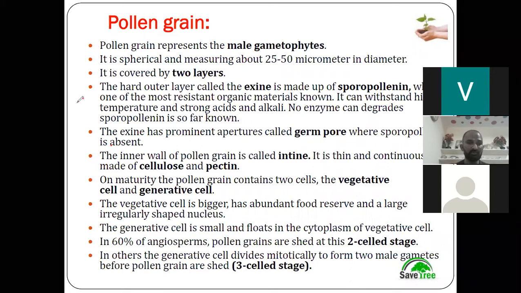Commonly, each microspore is surrounded by two layers. The outer layer is called the exine. The exine is mainly composed of the substance sporopollenin. This sporopollenin substance is resistant to any organic material, so it is unable to break down. Under high temperature, strong acids or strong alkali, and also no enzyme can degrade this sporopollenin substance.